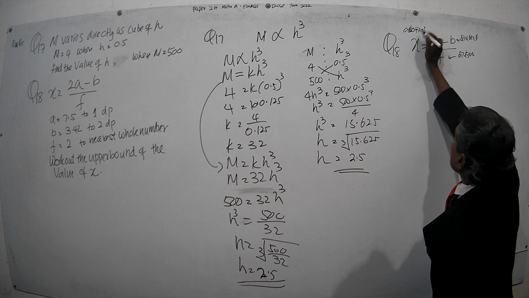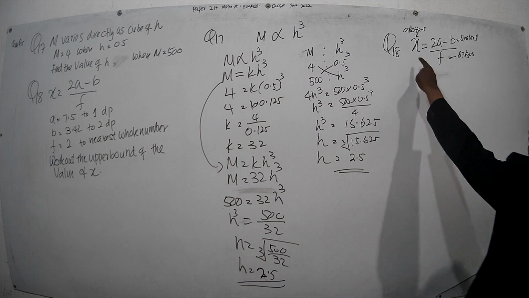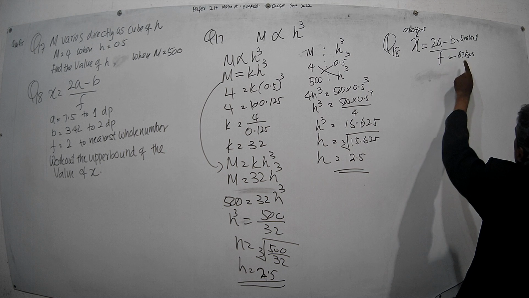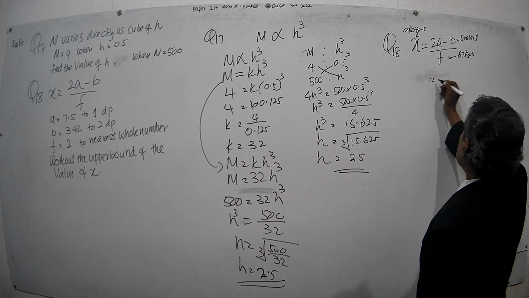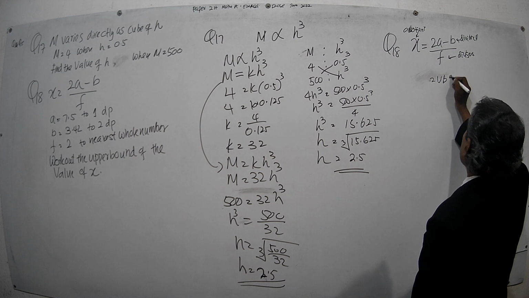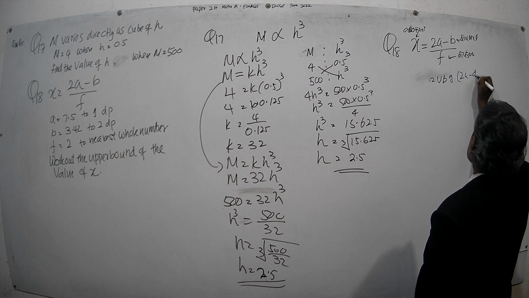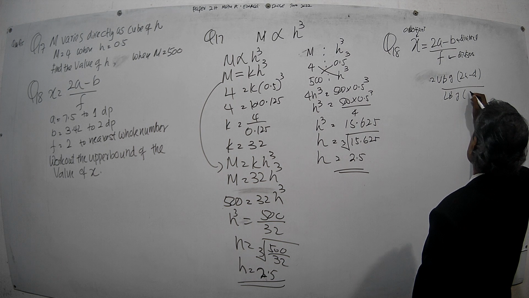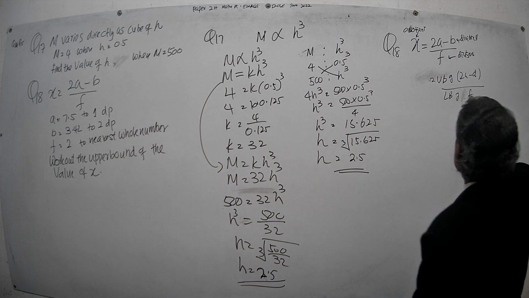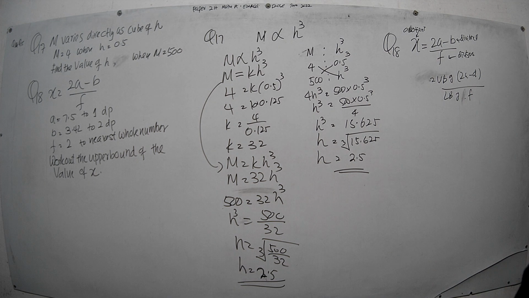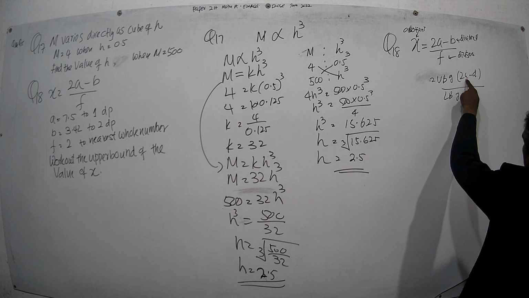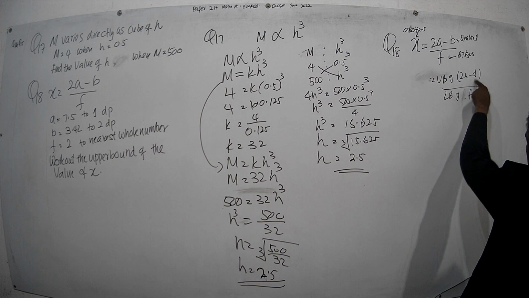This is the quotient. Then the upper bound of the quotient equals the upper bound of the dividend divided by the lower bound of the divisor. So we have to get the upper bound of 2a minus b, divided by the lower bound of the divisor f. Then the dividend's upper bound, 2a minus b, is the upper bound of a difference.